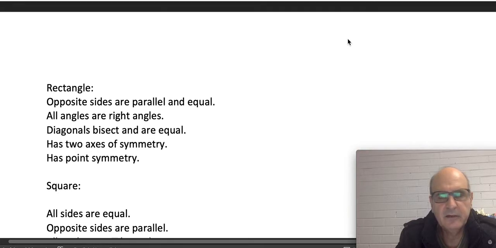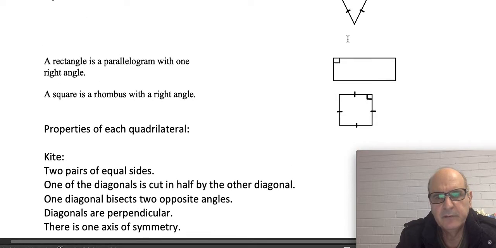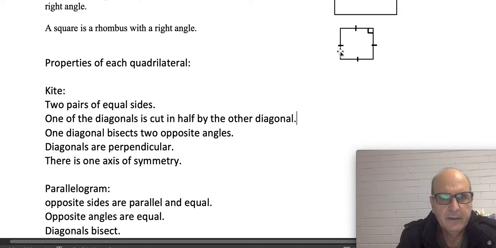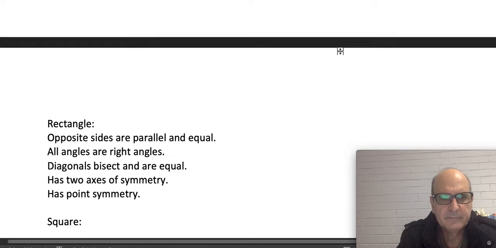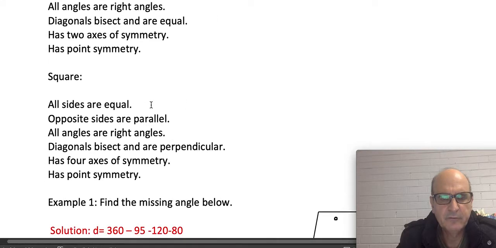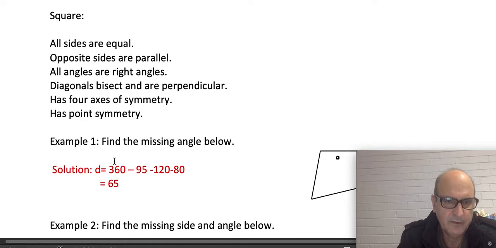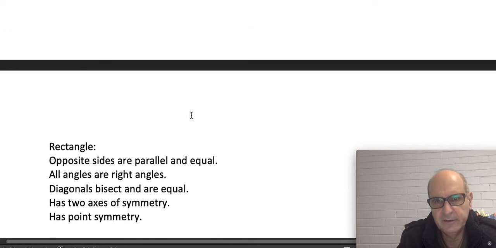A rectangle again is a parallelogram with one angle which is 90 degrees. So one angle being 90 degrees would make the other ones also 90 degrees. And a square has 4 equal sides, opposite sides are parallel, all angles are right angles, diagonals bisect each other at 90 degrees, and has 4 axes of symmetry, and has again point symmetry.